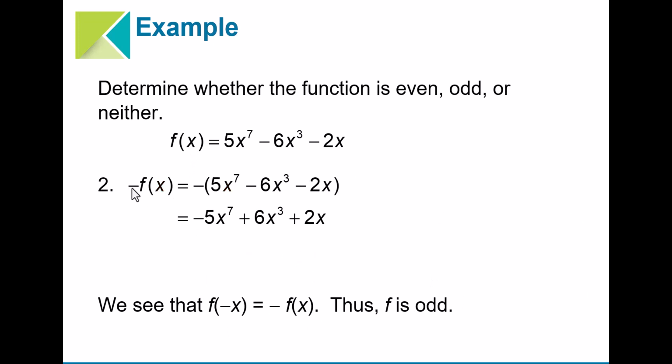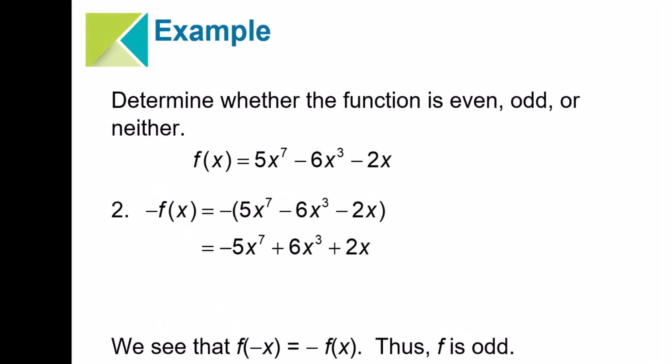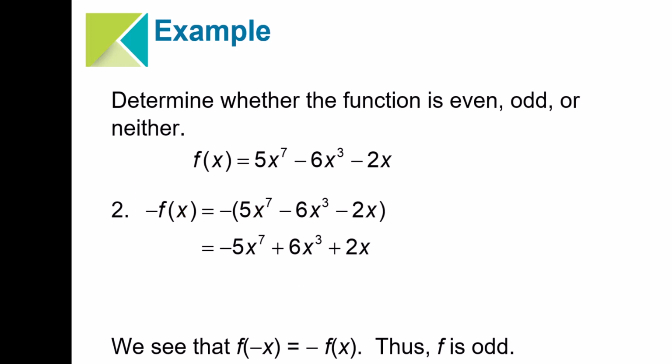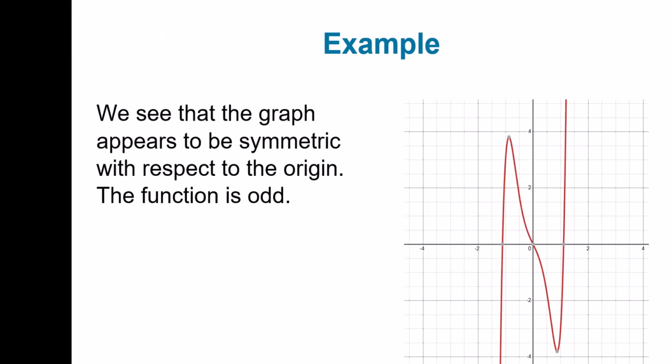If I put the negative on the outside of the function, so I distribute the negative completely through, going back to my f of negative x, we can see that it is actually the same, so it is an odd function. And once again, the thing to do is graph it. So in this case, it is odd, and it looks like we put a mirror on the origin and the left side is a mirror of the right side.